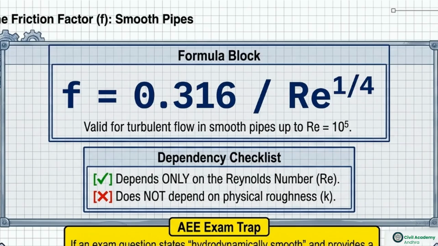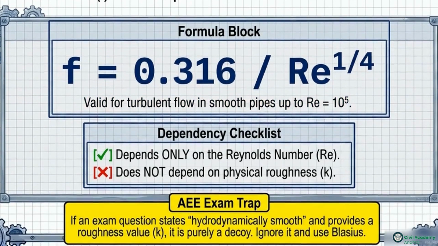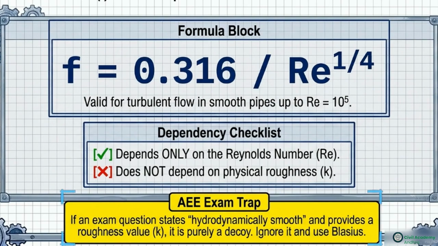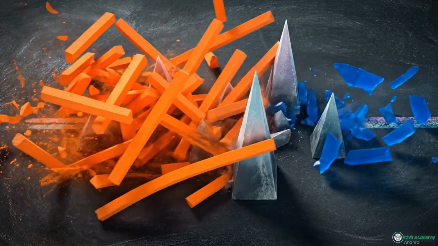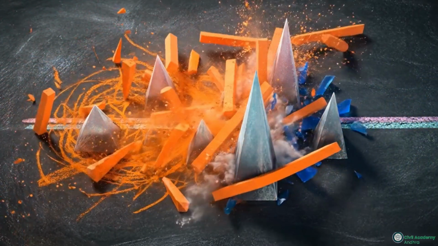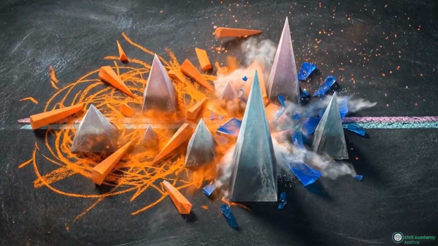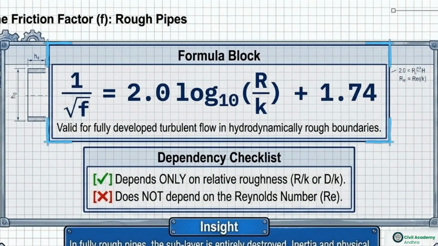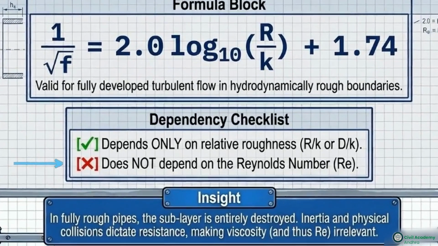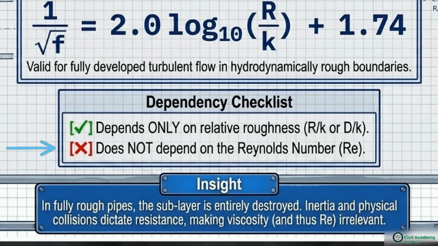This slide shows the Blasius formula, which is used strictly for pipes classified as hydrodynamically smooth. Note the dependency checklist. If a question defines the flow as smooth, any roughness value provided is a decoy. For smooth pipes, friction depends only on the Reynolds number. When the flow velocity increases and the laminar sublayer is destroyed, the pipe is reclassified as hydrodynamically rough. This is the formula for rough pipes. In this state, resistance is dictated by physical collisions between the fluid and the wall. In this case, the Reynolds number is irrelevant. Friction depends entirely on the relative roughness of the pipe.